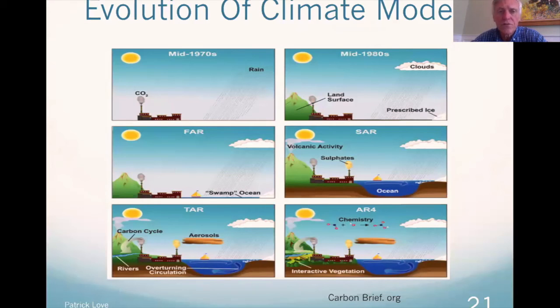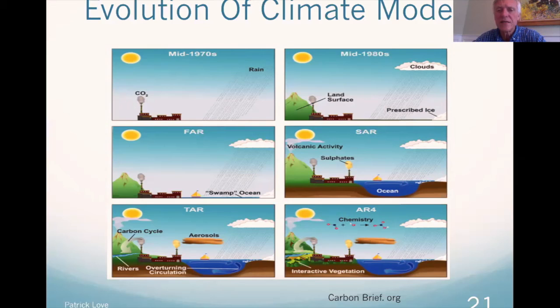evolved. So if you go back to the mid-1970s, we had very simple models that tried to generate some of the circulation patterns that we talked about earlier, the 3-cell circulation in the atmosphere and the circulation in the oceans, the surface currents, the thermohaline circulation. This would contain the rain, the water vapor cycle.